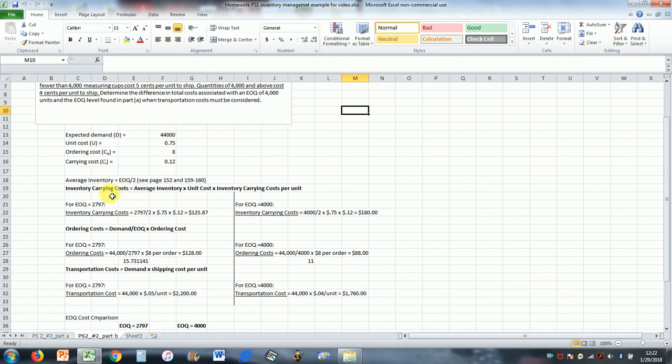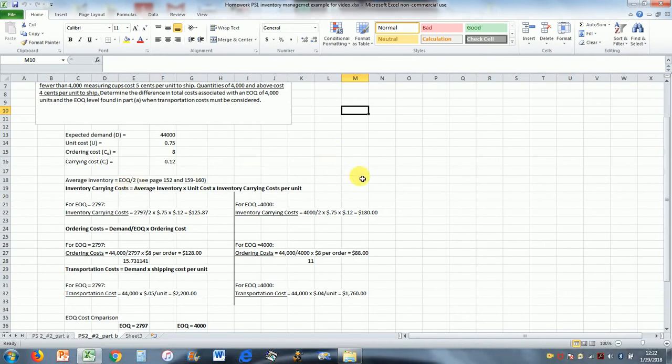Inventory carrying costs equal average inventory times unit cost times the inventory carrying cost per unit. All right. Well, first of all, you have a new variable here. It's called average inventory. And if you were to go to these pages, you would find that average inventory, by definition, is the economic order quantity divided by 2.